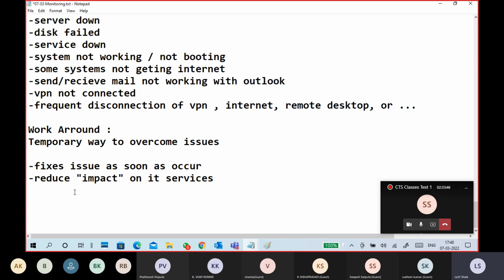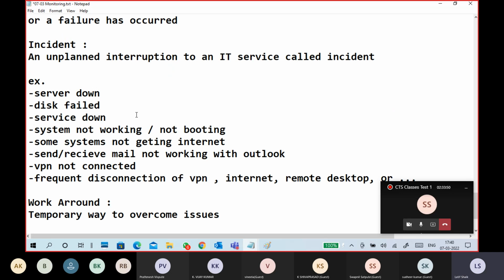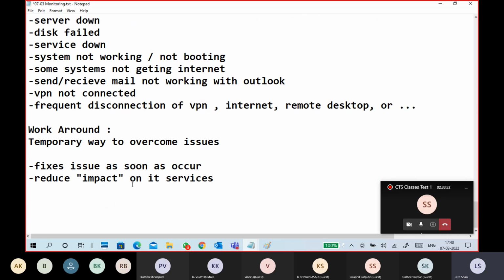Okay, yes sir, it reduces impact. Very good. So when an incident occurs, immediately solve the problem. Sometimes it is a very light issue, sometimes it is a big issue. It reduces the impact.